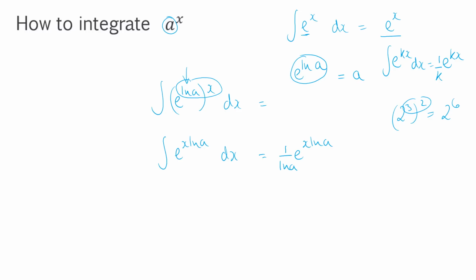Now if we just reverse the process and put it back in terms of what it was, because we want to get rid of the e's now, this is just going to be 1 over the ln of a, e to the ln of a all to the x again, and then that is just going to be 1 over the ln of a, and then e to the ln of a. Those two cancel, and we're just going to get back our a to the x, and of course we'd have our constant of integration c.